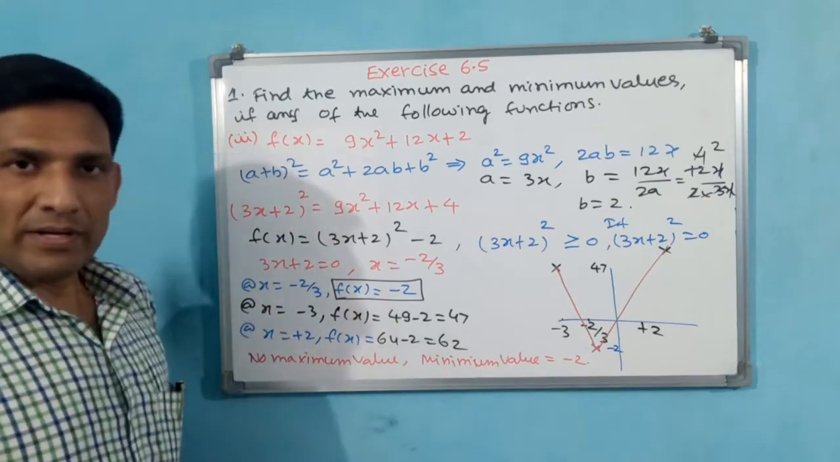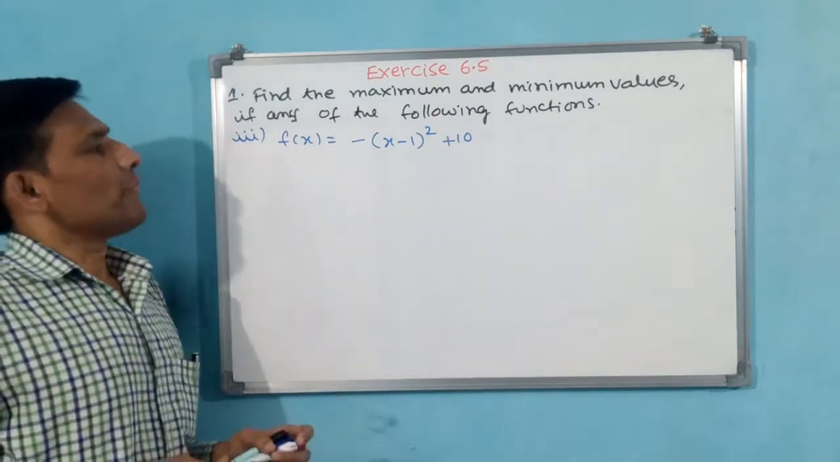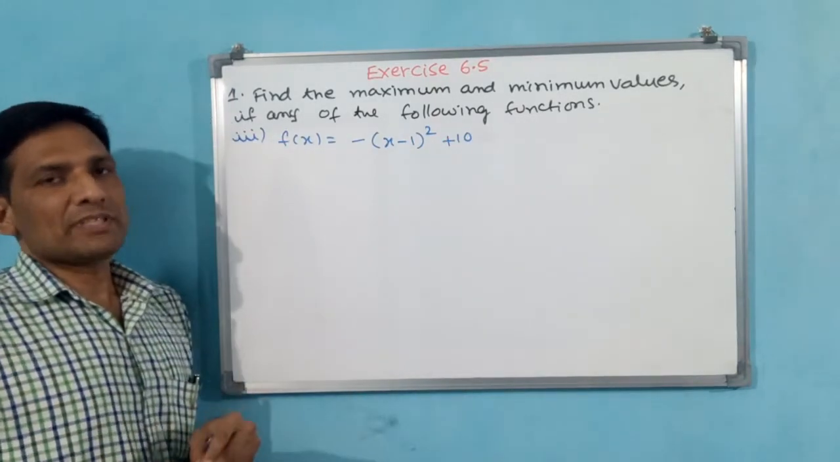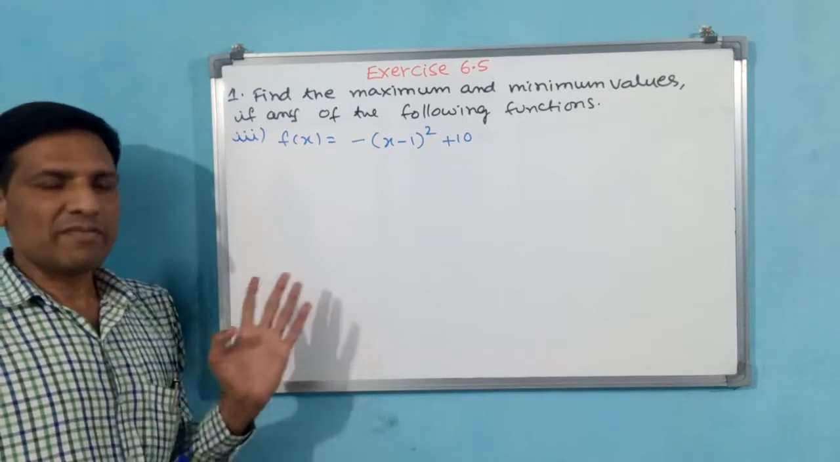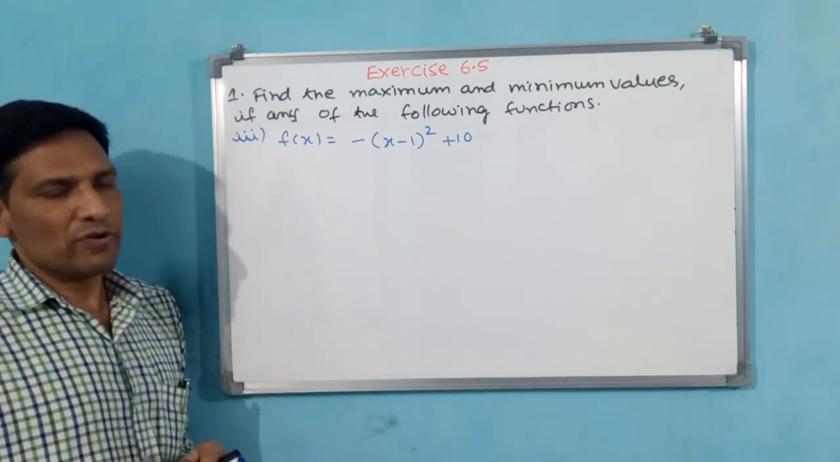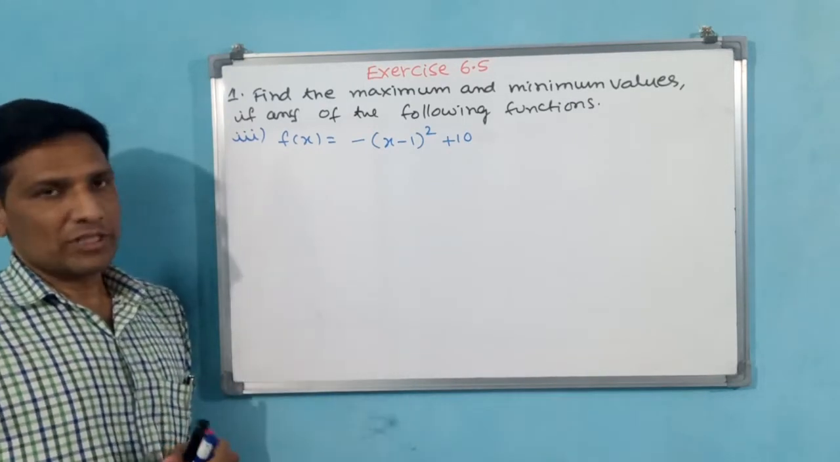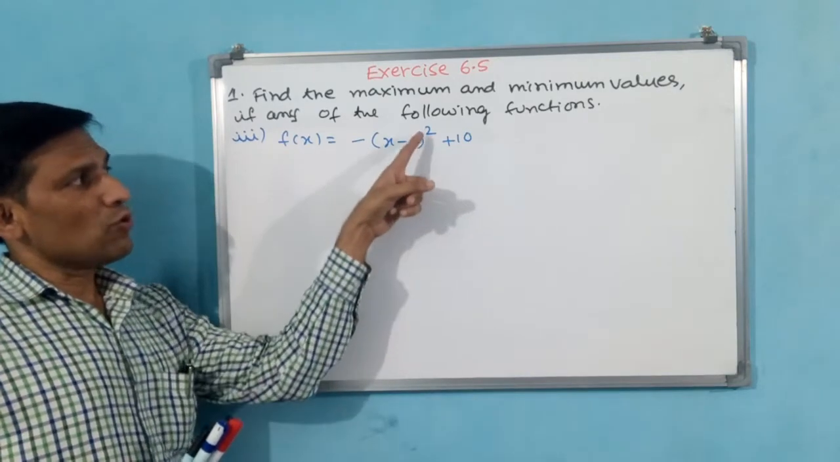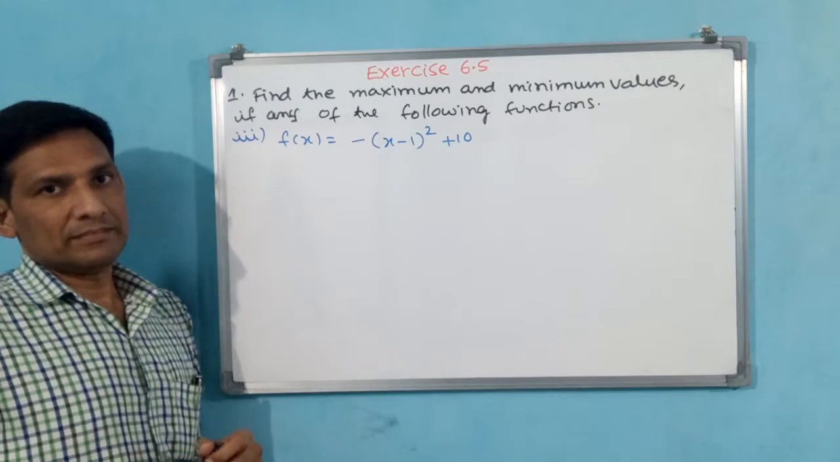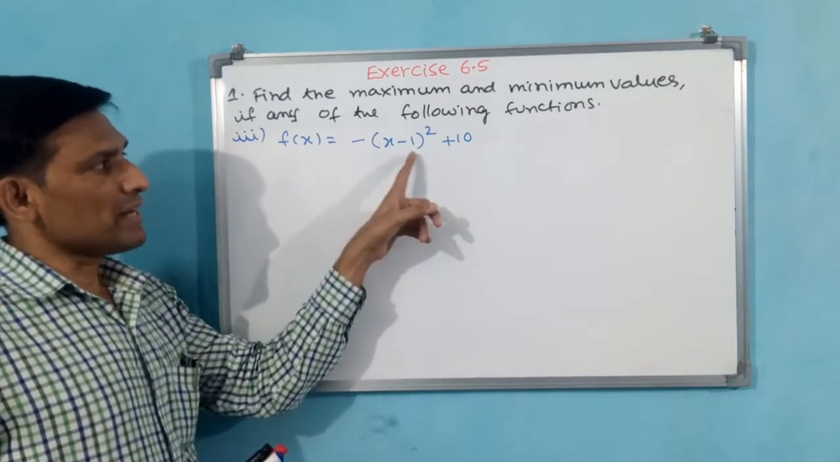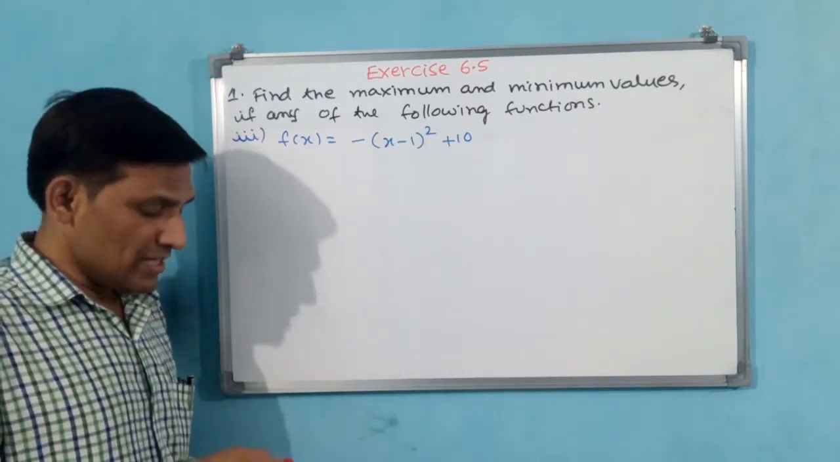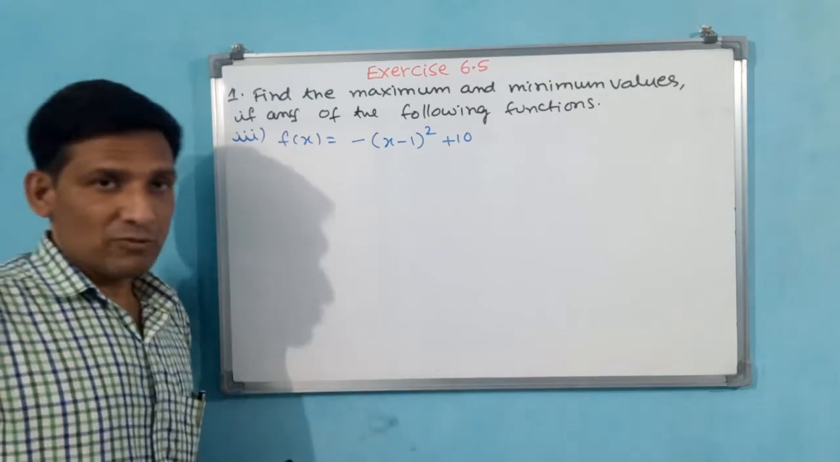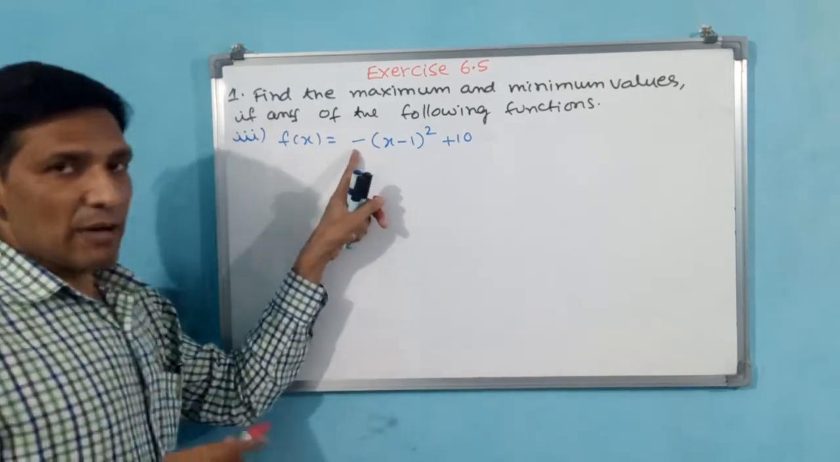Let us go for the third part. Now let us go for the third part of the first question. Maximum value, minimum value, if at all available, then we are going to find. And understand the question. f of x is equal to minus of (x minus 1) whole square plus 10. You see here, first of all, split this question. See here, minus I am not taking now.